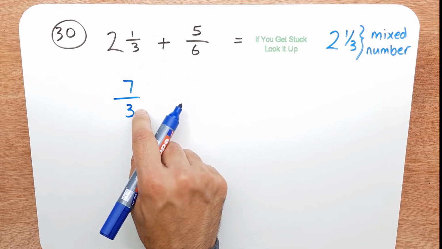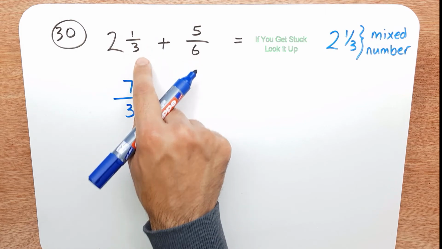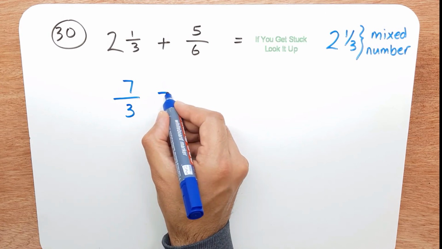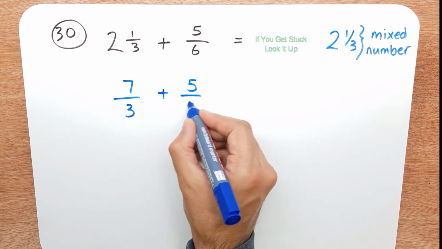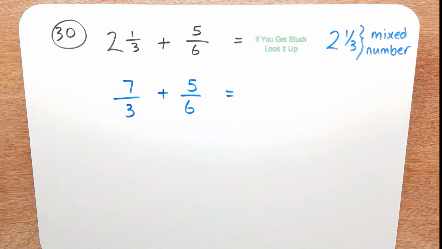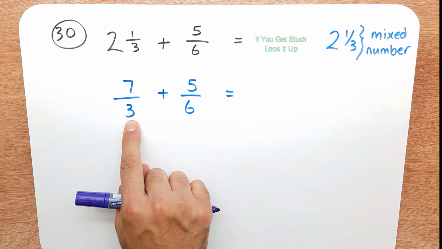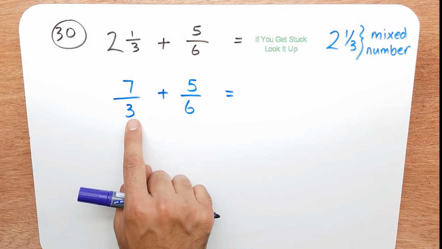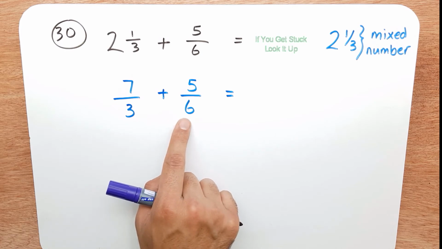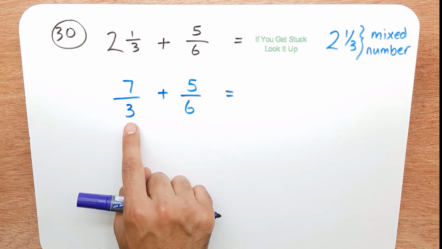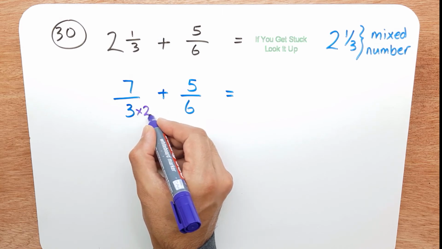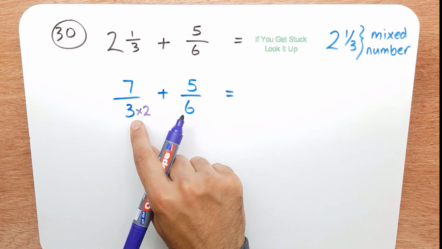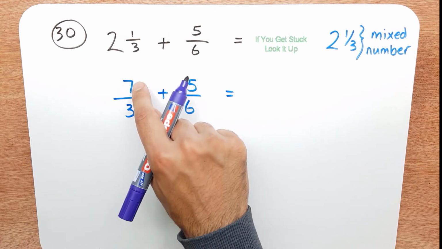So it's 7/3. So 2 1/3 is the same as 7/3. Add 5/6. Now we see that you have the 3 there and the 6 there. They're both different. So we've got one more step to do. So I need to somehow turn this 3 into a 6. And if I think carefully, if I multiply that by 2, I will get a 6. The rule is whatever number you multiply the denominator by, you multiply the numerator by.